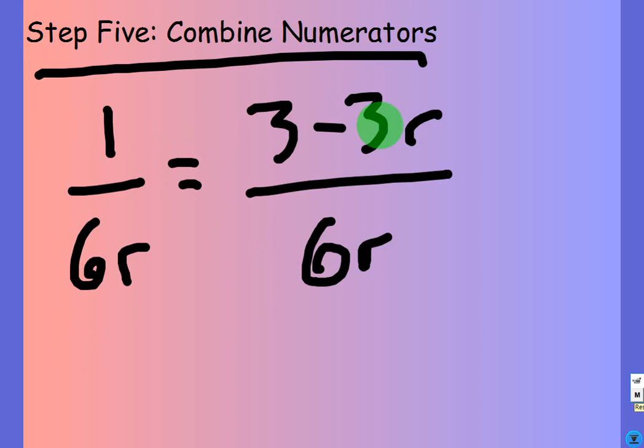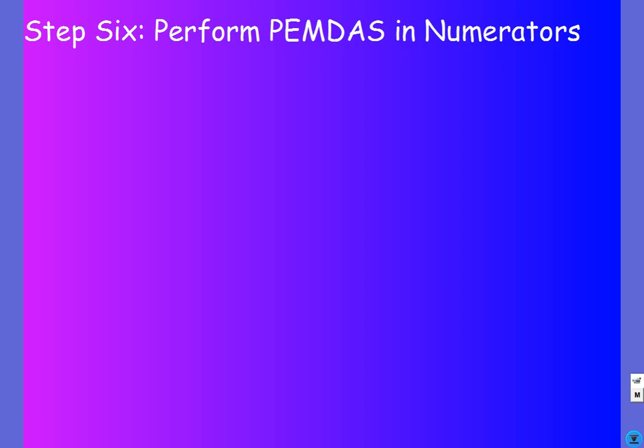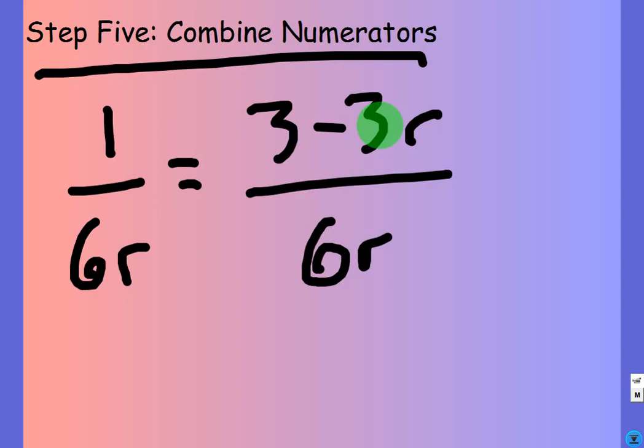All right, so your next step is to perform PEMDAS in the numerators. So you just remember to multiply and divide before you add and subtract. I don't think there's any exponents or parentheses for these. So I'm just going to set 1 equal to 3 minus 3r.